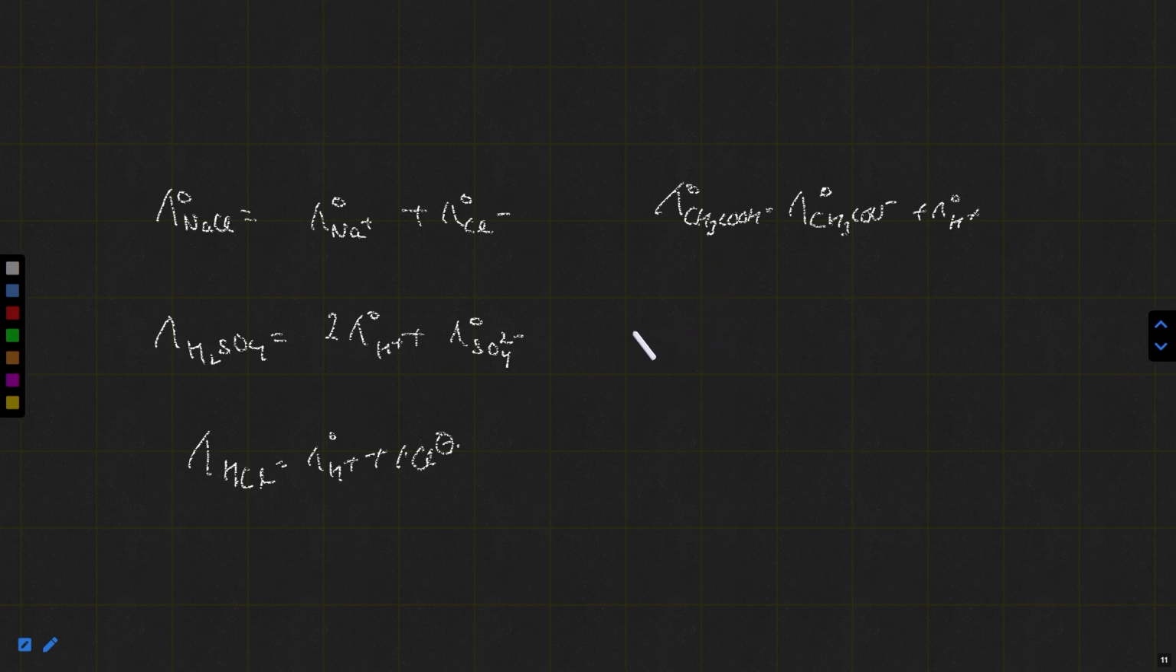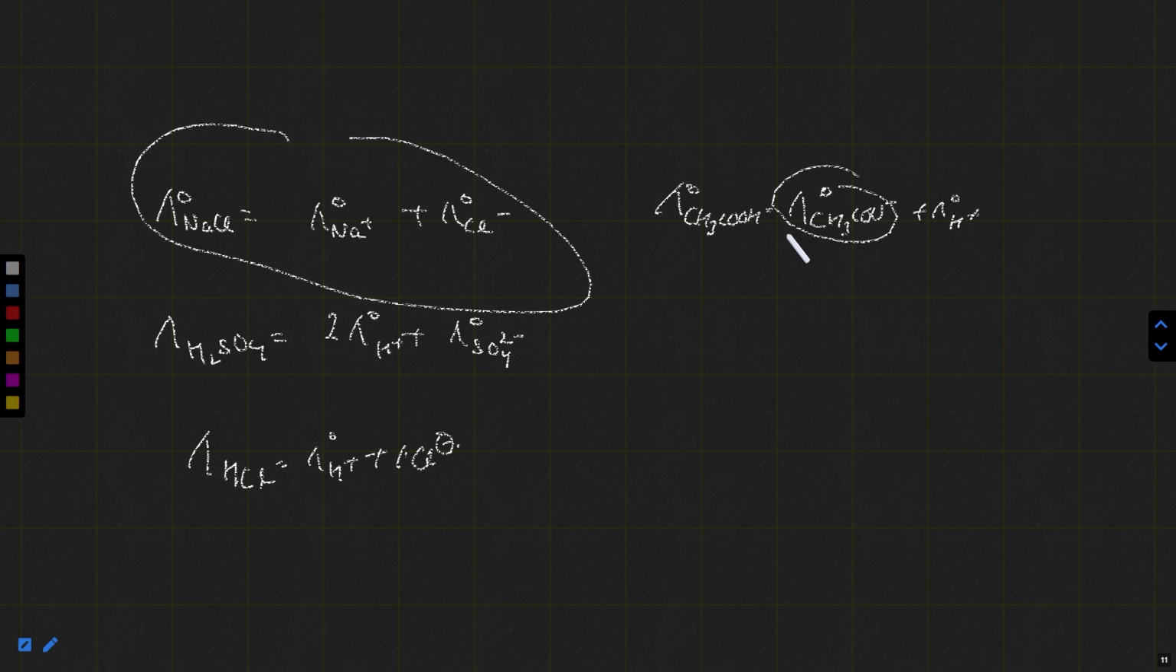Now suppose you are asked to find the molar conductance or molar conductivity of this. So these are all, suppose, molar conductivities. Now you are asked to find it for CH3COO minus and H plus. It is given here. Now you are told to find it for NaCl with the help of this and this.